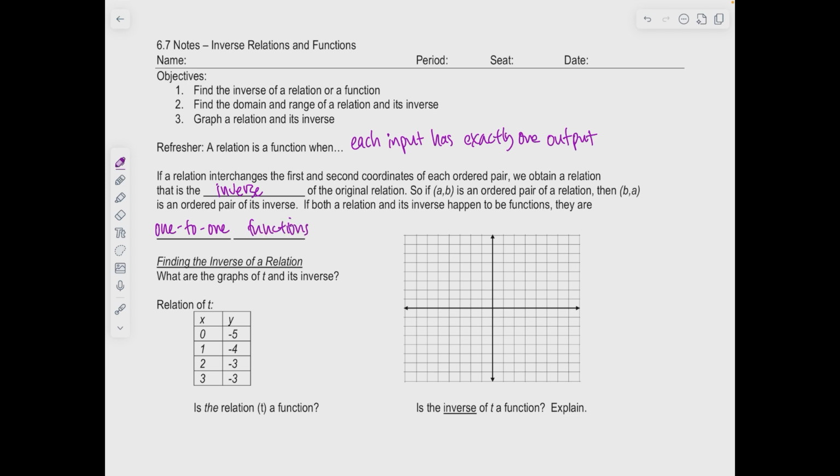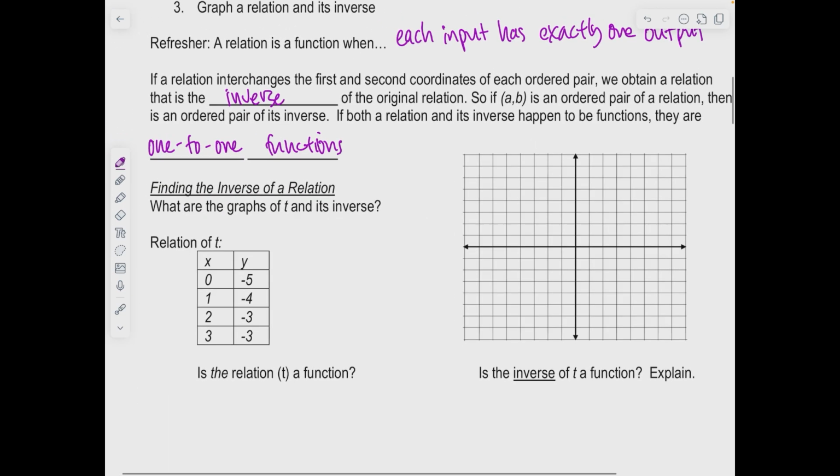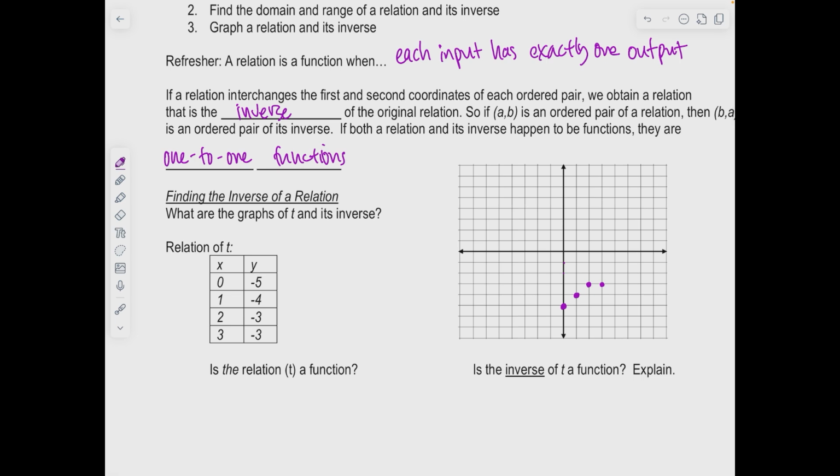Okay, so let's start off by seeing what it would look like. What are the graphs of t and its inverse? The relation t is made up of 4 ordered pairs. If I plot it, (0, -5) is right there, (1, -4) is right there, (2, -3), and (3, -3). So it looks like that. The first question is, is the relation a function? Does each input have exactly one output? In this case, yes, it is a function because each input has exactly one output.